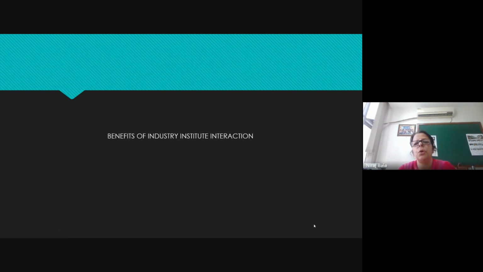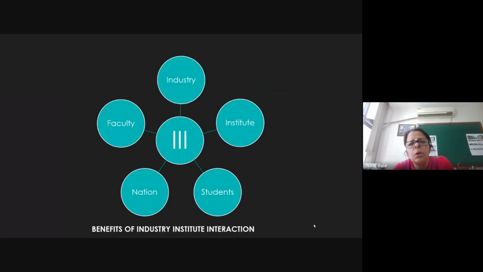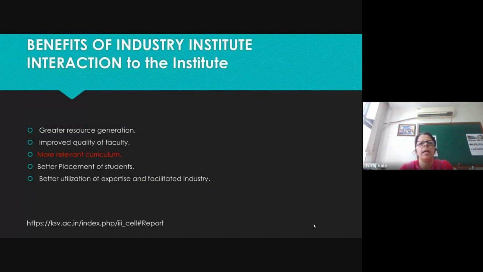Now, when we are talking about this industry institute interaction, who will benefit from this academia, industry or institute interaction? It is not only the institute, but industry is also benefiting from it. The institute is also benefiting. Students are also benefited, the whole nation, as well as the faculty. So all the involved stakeholders are benefited by the industry institute linkage.